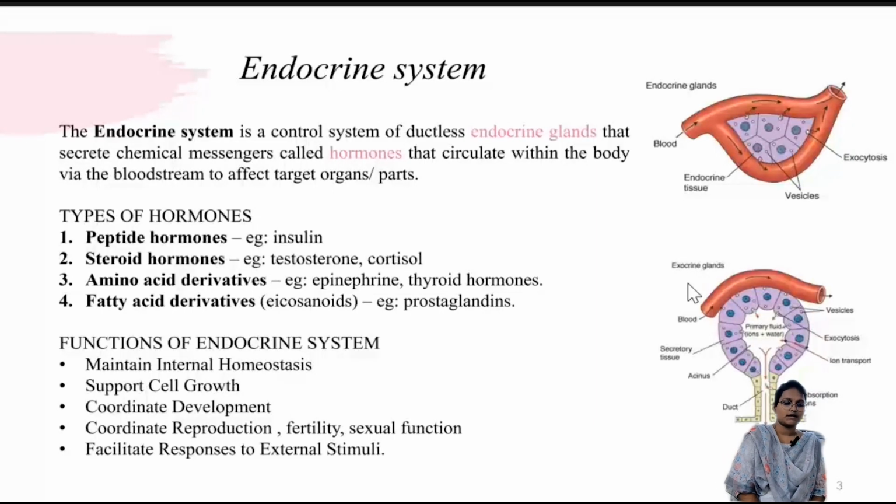These release hormones, which are chemical messengers. These are generally secreted into the blood, and using the bloodstream they affect the target organs. The major difference between an endocrine gland and an exocrine gland is the presence of a duct, which can be seen in this picture. The below one is an exocrine gland where a separate duct is present, through which the secretions are transported to the target organs, whereas in an endocrine gland, around the gland there are blood vessels, and the secretion is done into the blood vessels.